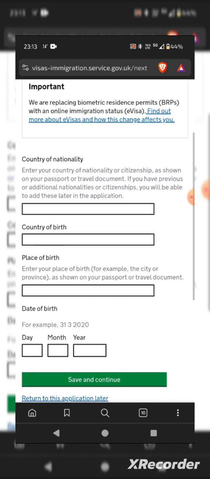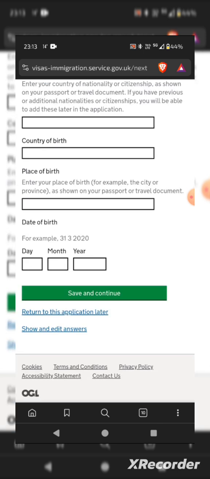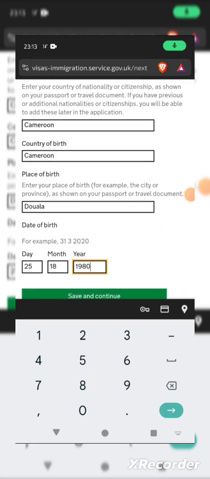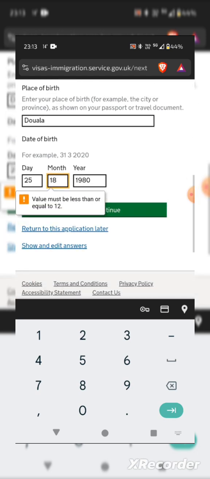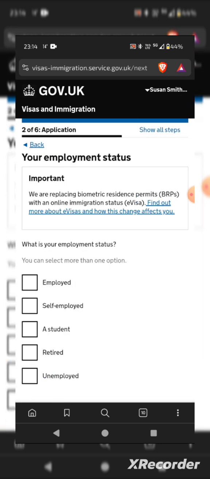Country of nationality. Country of nationality is where you were born, place of birth, date of birth. So you are supposed to put all of those things. I fill them up. So save and continue. Do you hold any other nationality? If you hold another nationality, you take yes, then you have to explain it or add documents saying it. If you take no, save and continue.